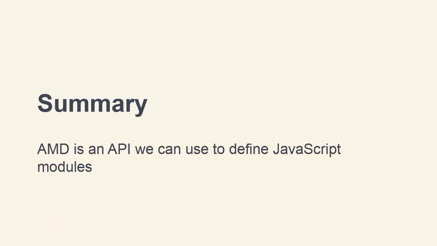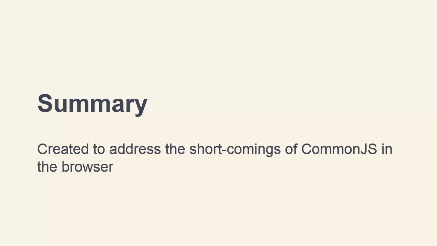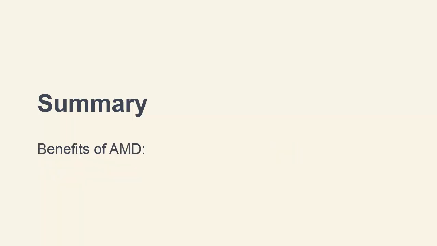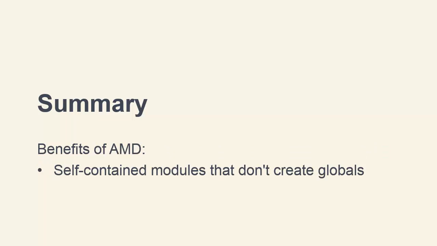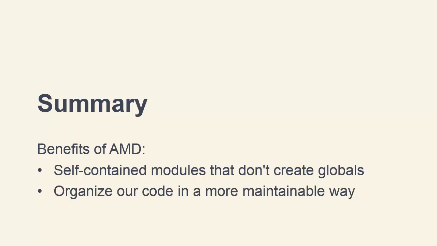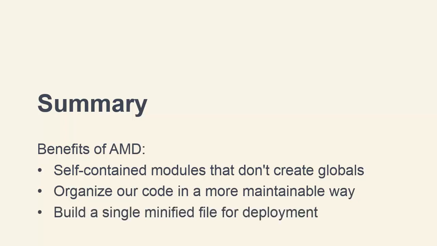In this introductory lesson, we looked at what AMD actually is and saw that it is an API that we can use to create JavaScript modules. We saw that it was created to address the shortcomings of using CommonJS in the browser, and we learned a little bit about the benefits that it can bring to our code. We can define self-contained modules of code that don't create global variables, we can organize and structure our code in a much better way, and we can create an optimized build that combines all of our modules into a single file and minifies it. Three great reasons to use RequireJS.